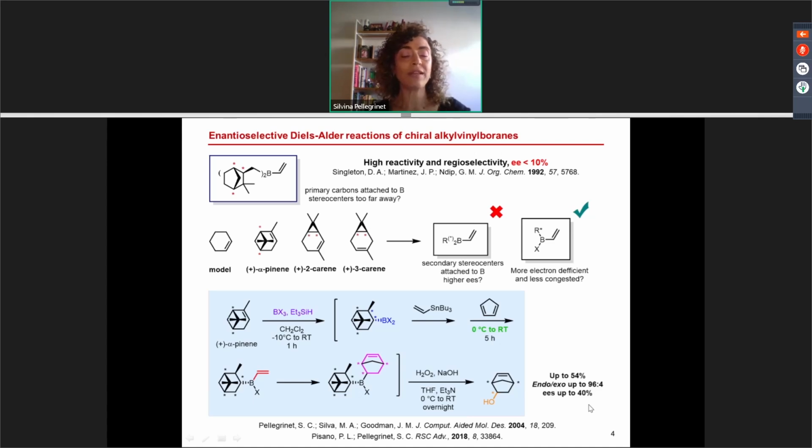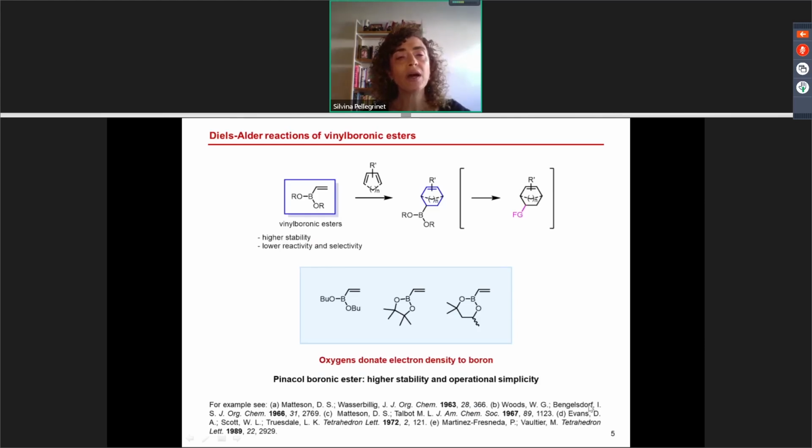And we became interested in the chemistry of boronic esters. Actually, the Diels-Alder reactions of boronic esters had been developed earlier in the 60s by Matteson and other groups. But we wanted to study this reaction a little further. So we started by studying the reaction of these boronates here with cyclopentadiene, and chose the pinacol derivative because it showed higher stability and offered operational simplicity.